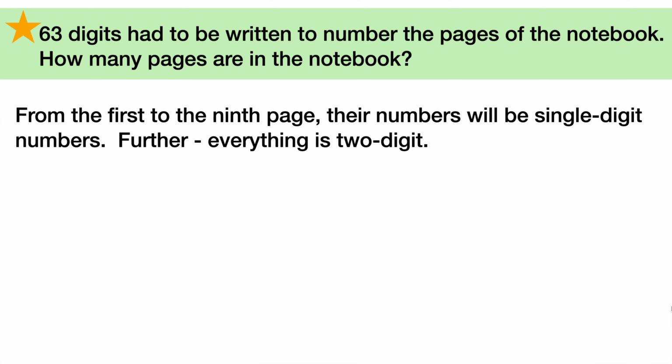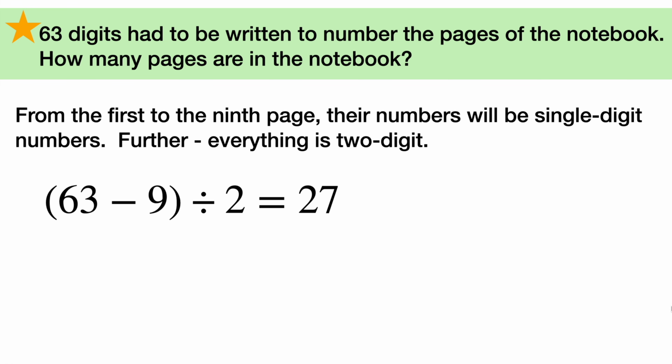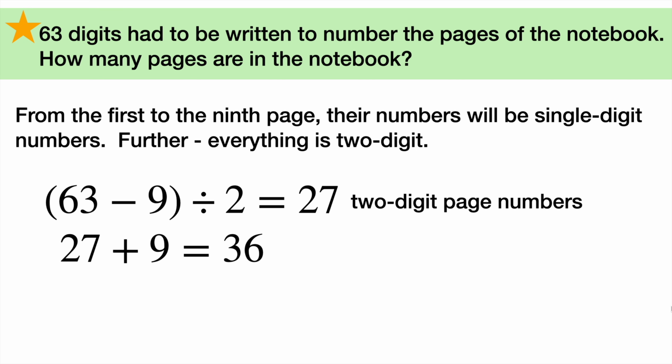Further, everything is 2-digit. In order to calculate how many 2-digit page numbers the notebook has, subtract 9 from 63 to know how many digits are left and divide the result by 2, since the numbers will be half as many. We get that there will be 27 2-digit page numbers and 9 more which were written in single-digit numbers, and we get that there are 36 pages in the notebook.